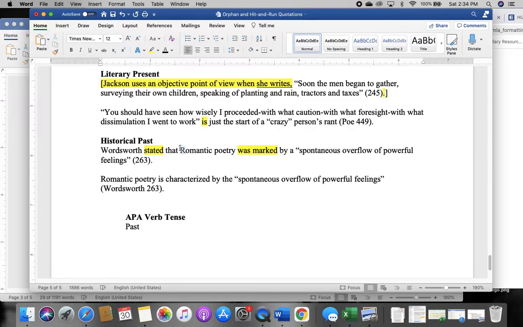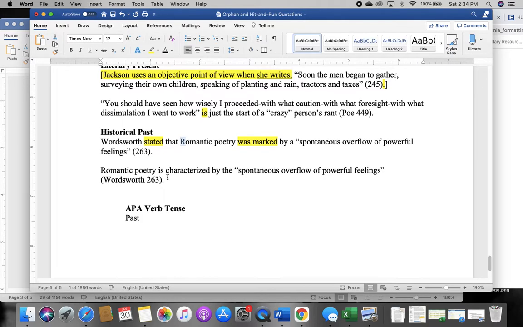Romantic poetry, capital R, because it's a genre. This is characterized by, I don't know why they changed. It's literary present because they're talking about the texts. That's why it's literary present here, even though it's the same quotation. Because they've moved the words around, they've changed the meaning of the sentence, which is why it's now literary present instead of historical past.